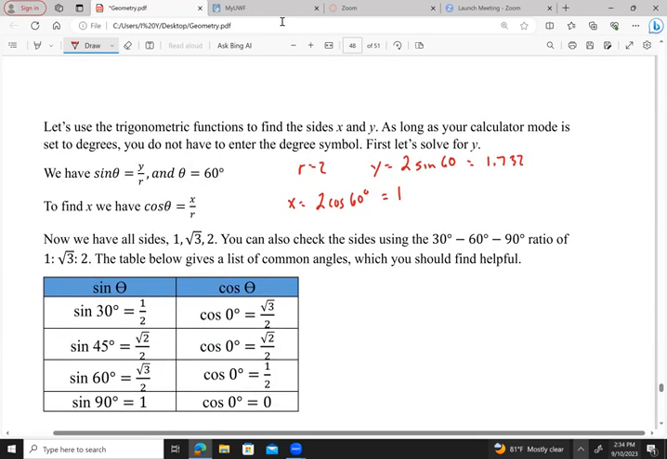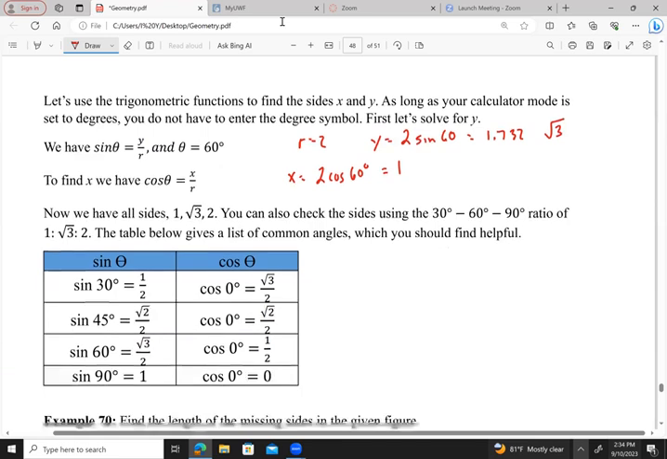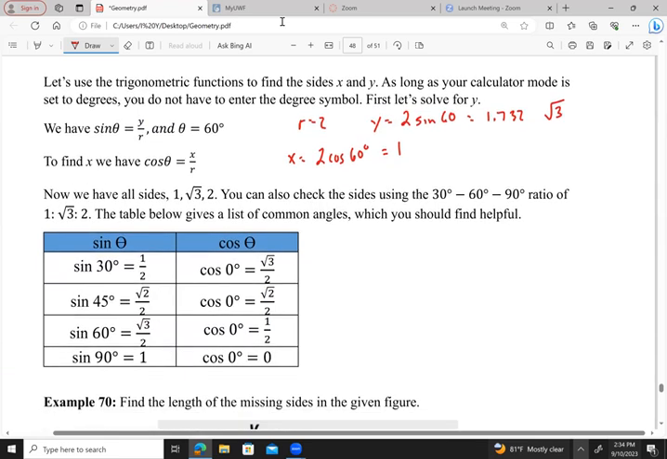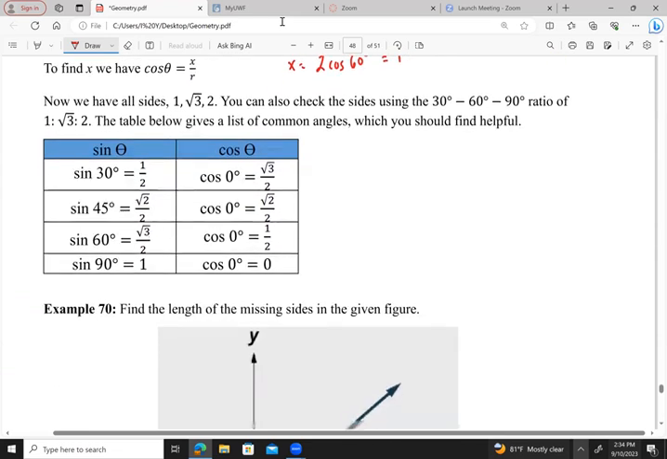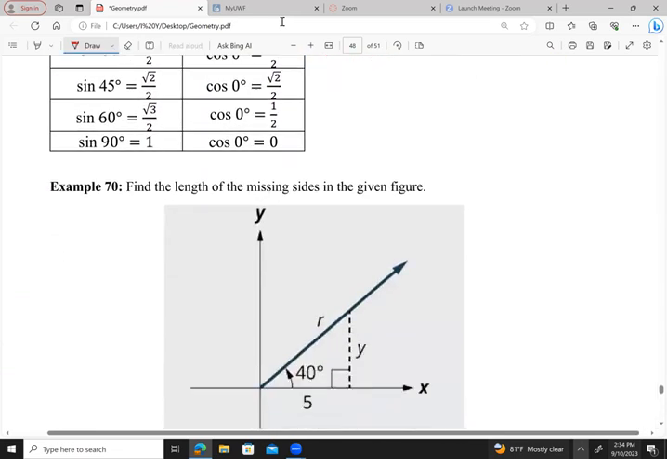Now we have all sides. This is probably the square root of 3. Let's double check that. Square root of 3. Yep. So now we have all sides: 1, square root of 3, and 2. You can also check it using the 30-60-90 ratio. So we have common angles, which you should find helpful. Find the length of the missing side in the given figure.